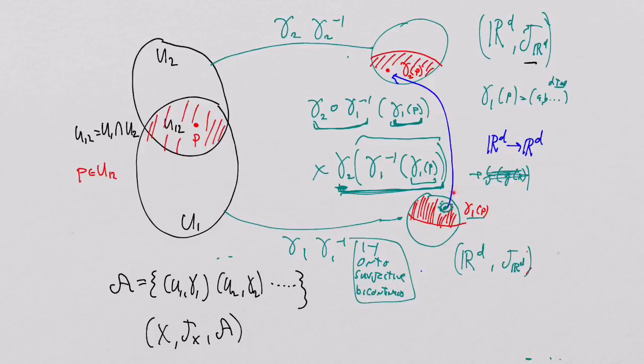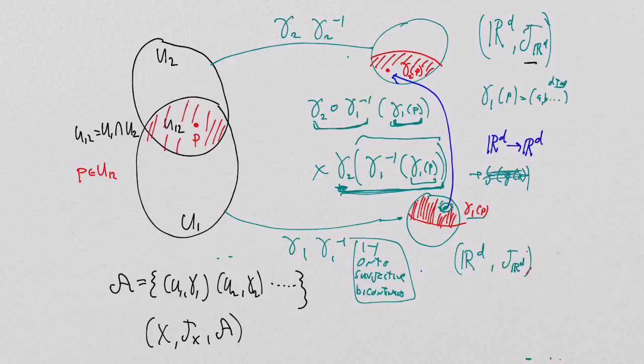But ultimately, this is a function from here to here, right? And we can take derivatives of that because it's a function from R^D to R^D using the usual topology. So this thing here is called a transition function. And it's a transition from this chart, U1, to this chart, U2.